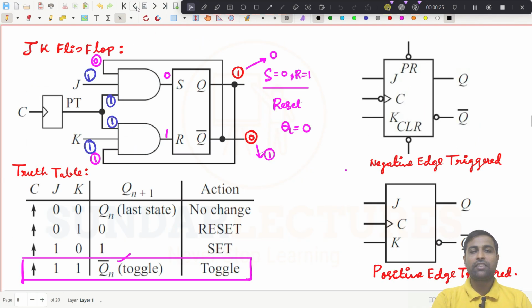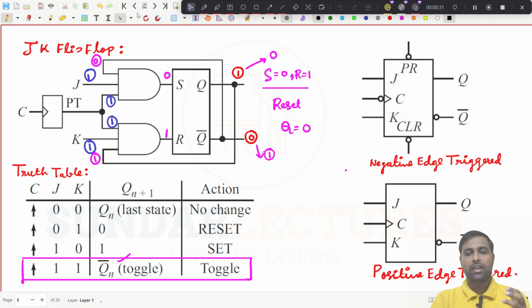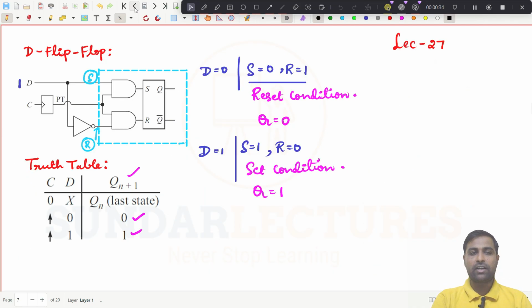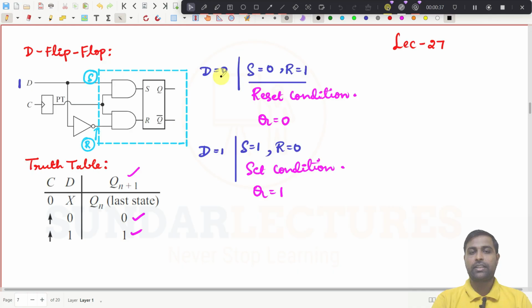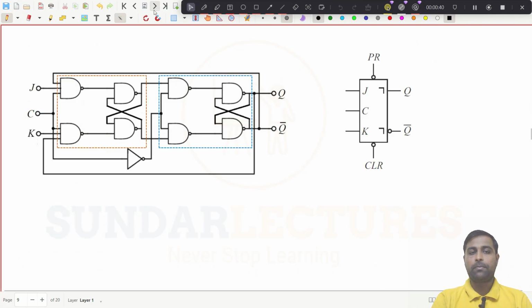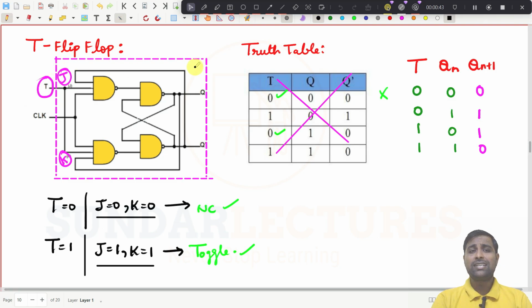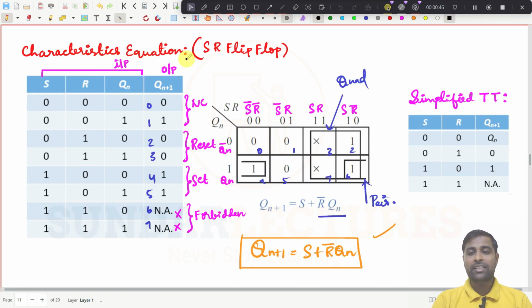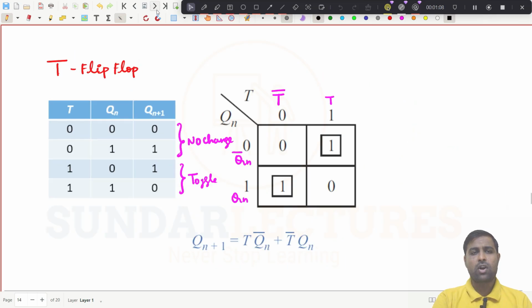We started with the different types of flip-flops. In the first class we saw the SR flip-flop in depth, and then we saw the D flip-flop and its truth table, the JK flip-flop, and then the T flip-flop, and we went on to the characteristic equations. I told you that while analyzing synchronous sequential circuits, these characteristic equations will be very useful, and they play a major role in analyzing sequential logic circuits. So we have seen the characteristic equation for all the flip-flops.